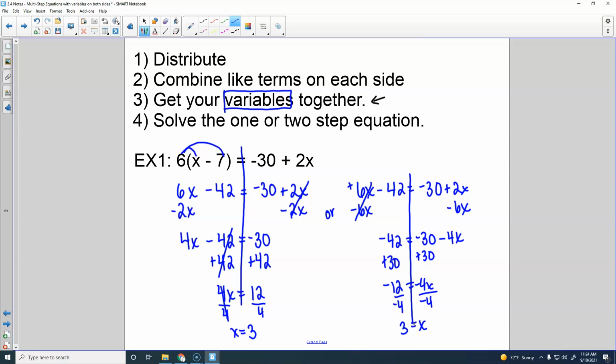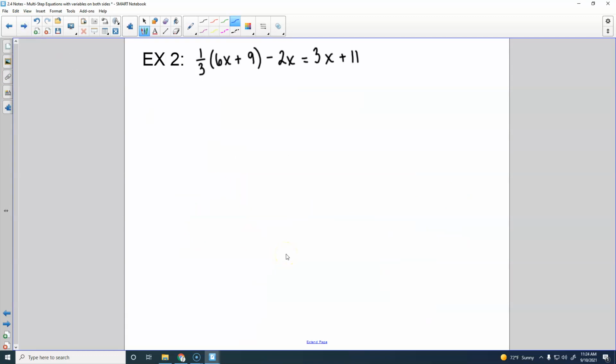Okay, questions? Alright, let's do another one. I handwrote this one because fractions are hard to type. Copy this one down.